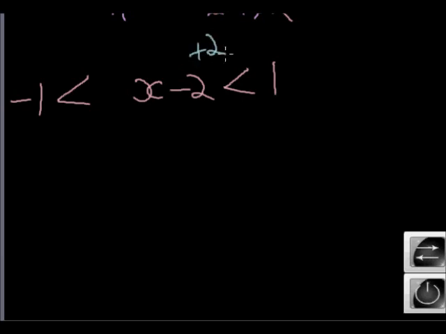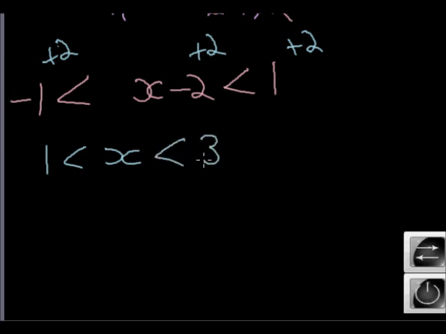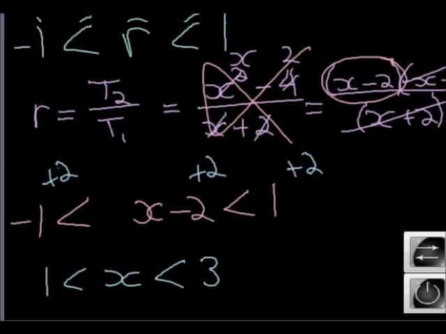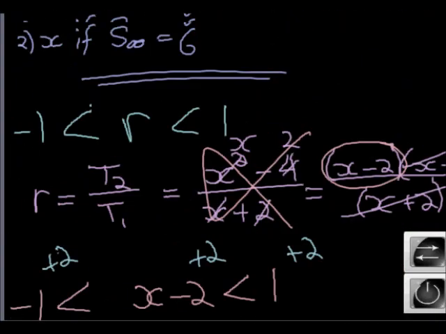Now this is called a compound inequality, which just means there are actually three sides: a left, a right, and the middle. So if I do something in the middle, I must do it everywhere. So I'm going to add a 2 there, and a 2 there. Minus 1 plus 2 gives me positive 1. x minus 2 plus 2 gives me x, and then 1 plus 2 gives me 3. There we go with the values of x that will make this sequence converge. In other words, if x is any number between 1 and 3, this sequence will converge.